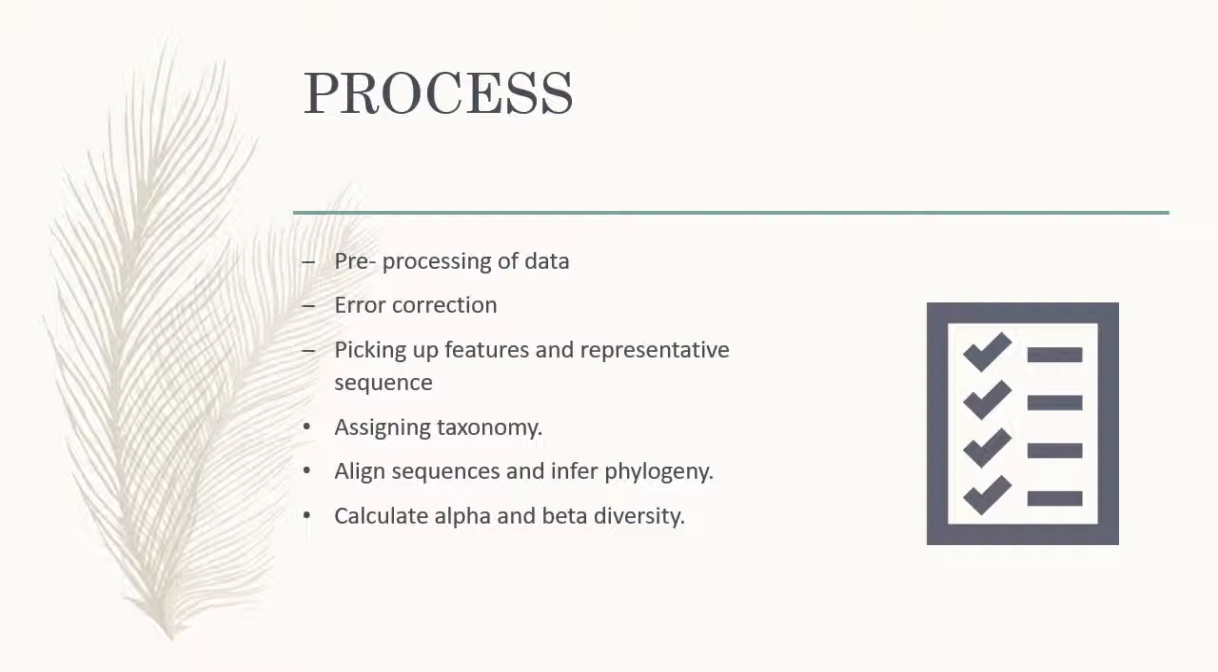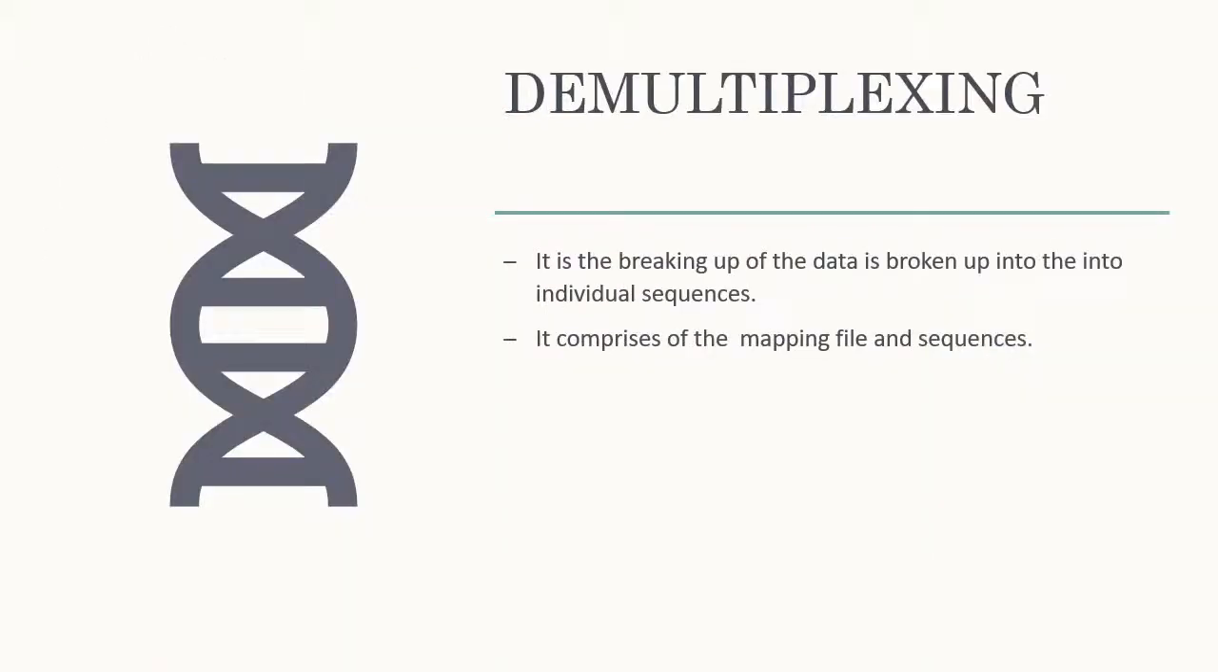Then we calculate the alpha and beta diversities. Before going on to anything, we need to demultiplex the data, because we have multiplexed files. So firstly, we need to know what demultiplexing is. It's the breaking up of the data into individual sequences.